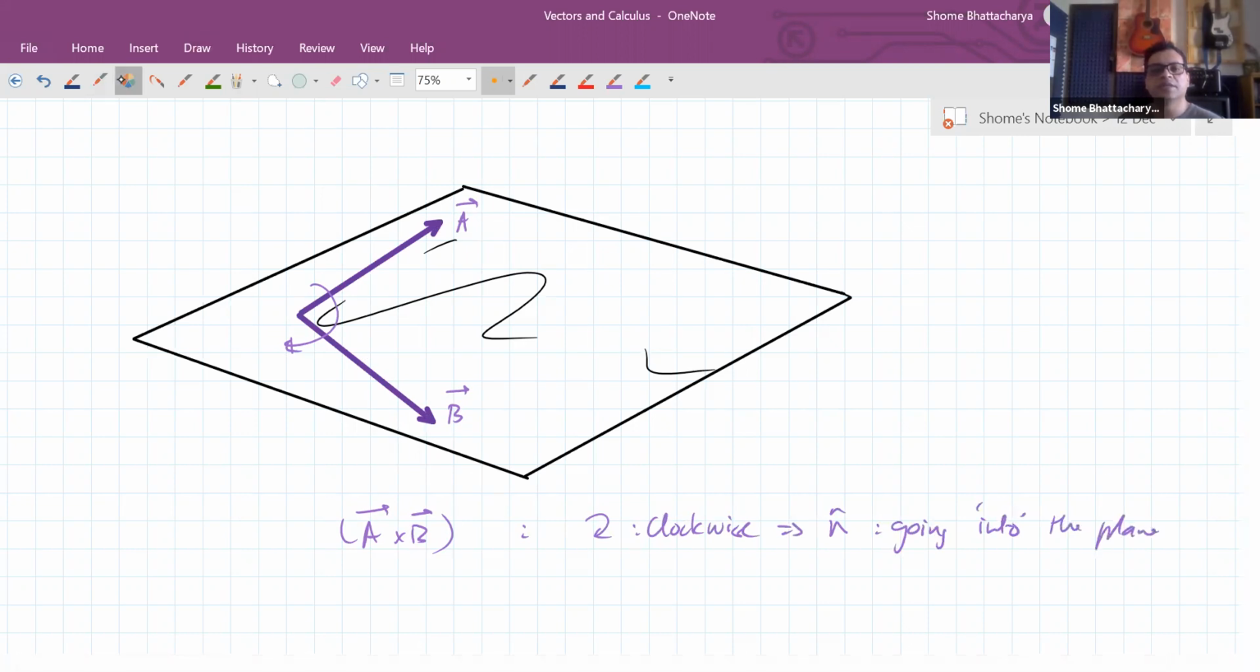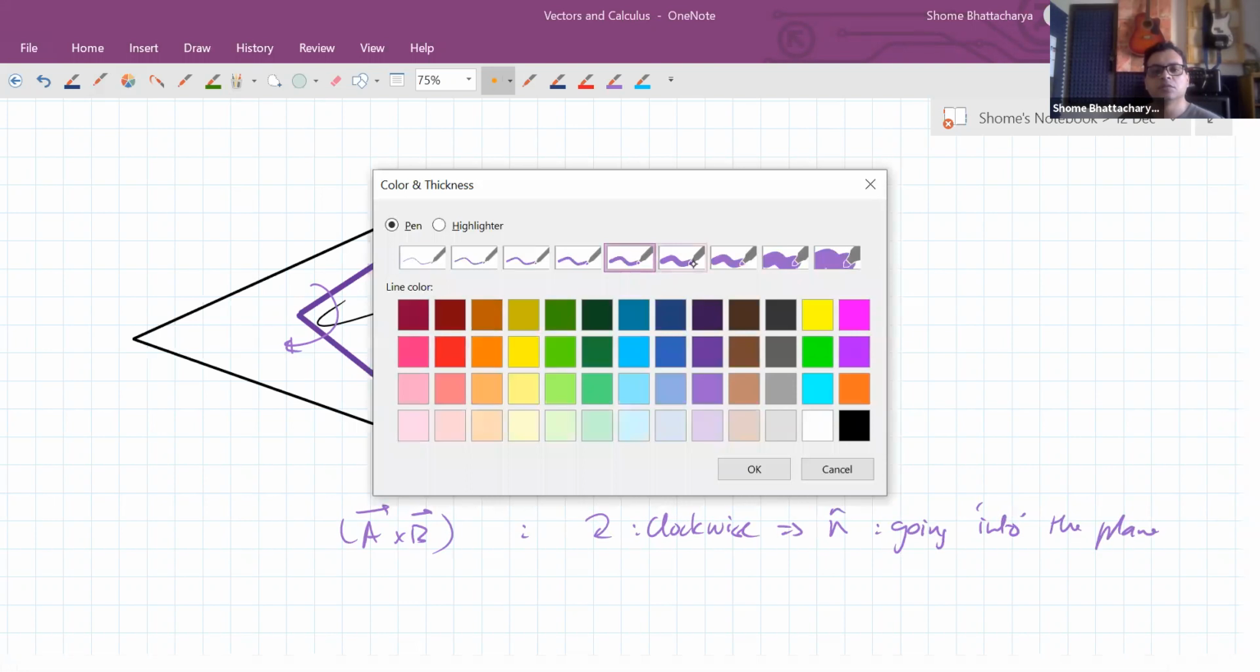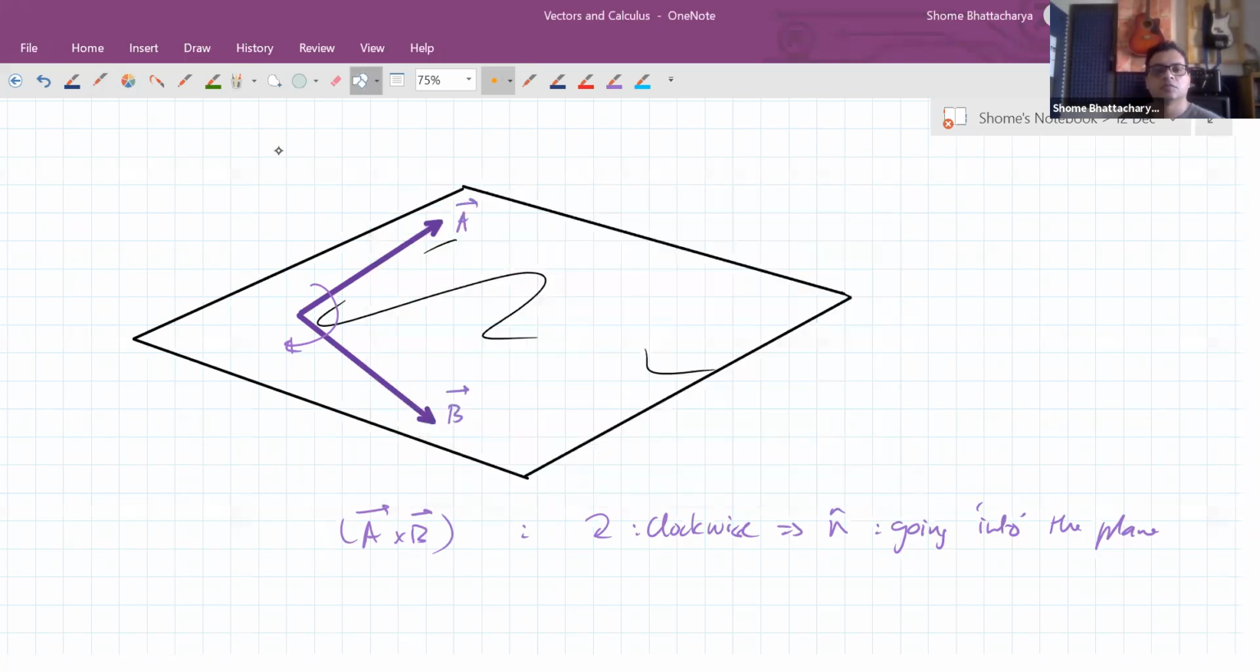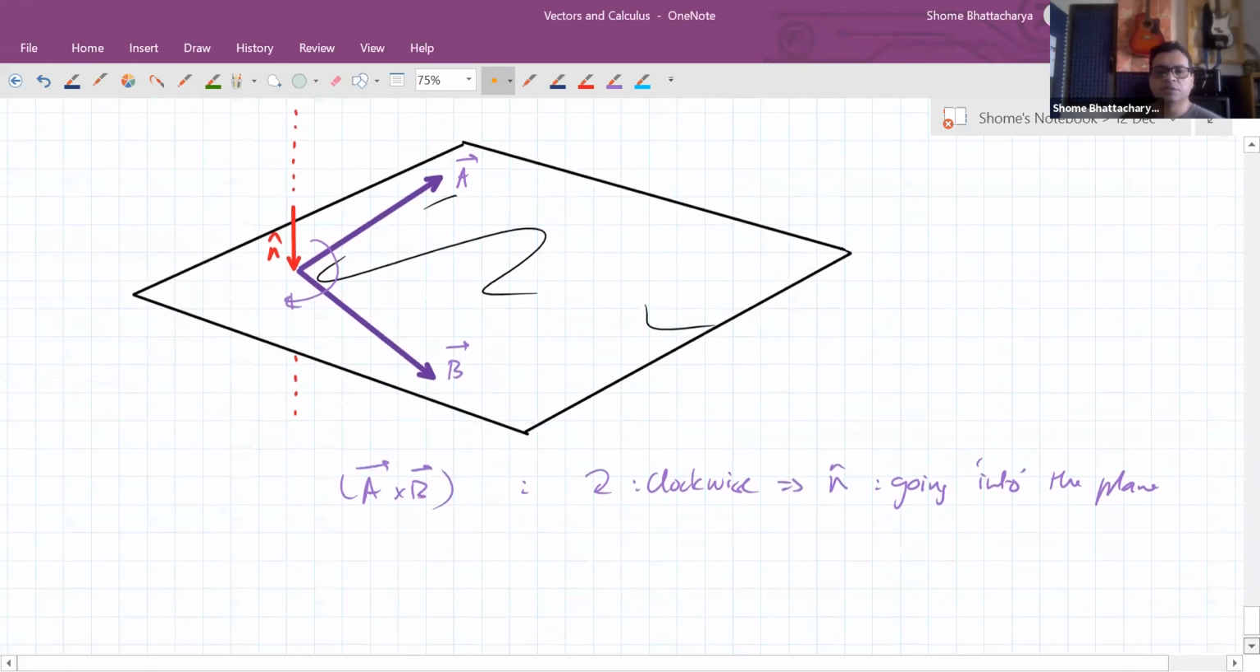So in this case, my n cap for A cross B will be pointing like this. It will be going perpendicularly into the plane, pointing in this sort of direction. Okay, so this is the understanding of it. Okay, so let's do an example to understand this better.